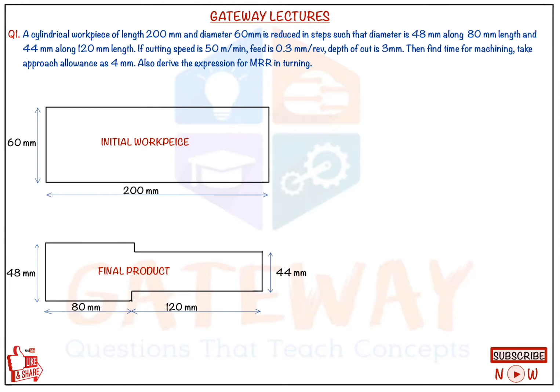First of all, we'll do the MRR, nothing but metal removal rate derivation here. We'll derive the expression and then we'll proceed through the question. So to do the derivation, we need to take an initial workpiece. Let the initial workpiece length be LW, and the initial workpiece has some diameter, D initial, DI. This is DI. And after the turning operation, we give some depth of cut, we get some reduction.